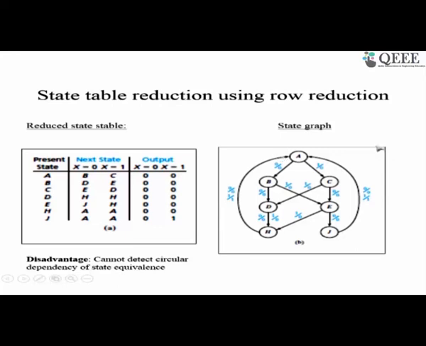So from A, when there is a 0 we output a 0 and go to state B or C. From A we go to B or C, from B we go to D or E, from C we go to E or D, and so on. From E we go to J or H and so on. So accordingly the state graph has been constructed. So this is what is called the row reduction technique.